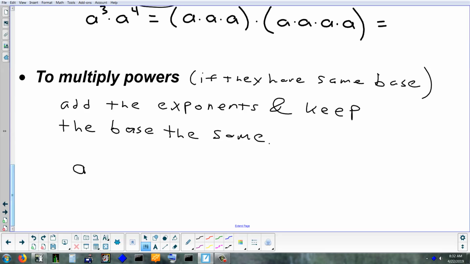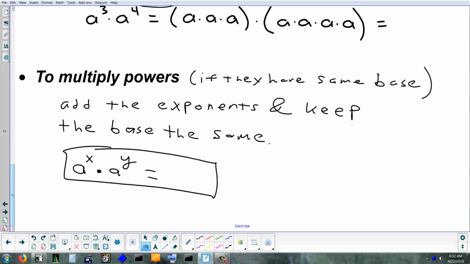Let's say I had something like A to the x times A to the y. If you look at those, do they have the same base? What is it? Yes, they have the same base. So to multiply, if they have the same base, add the exponents. What's the exponent on the first A? What's the exponent on the second A? And what do you do with them? Add them. So the new exponent is going to be what plus what? What's the base going to be? Keep the base the same. So A to the x plus y.